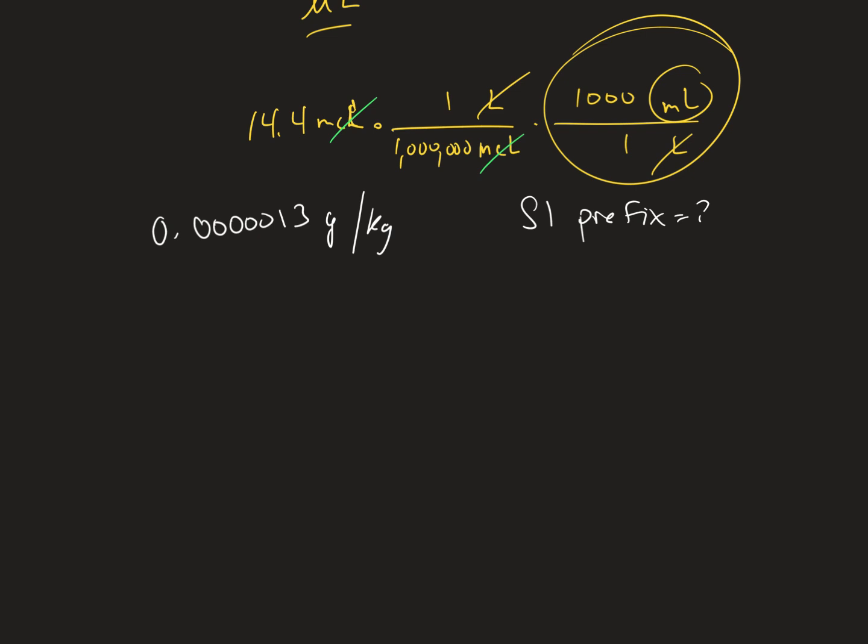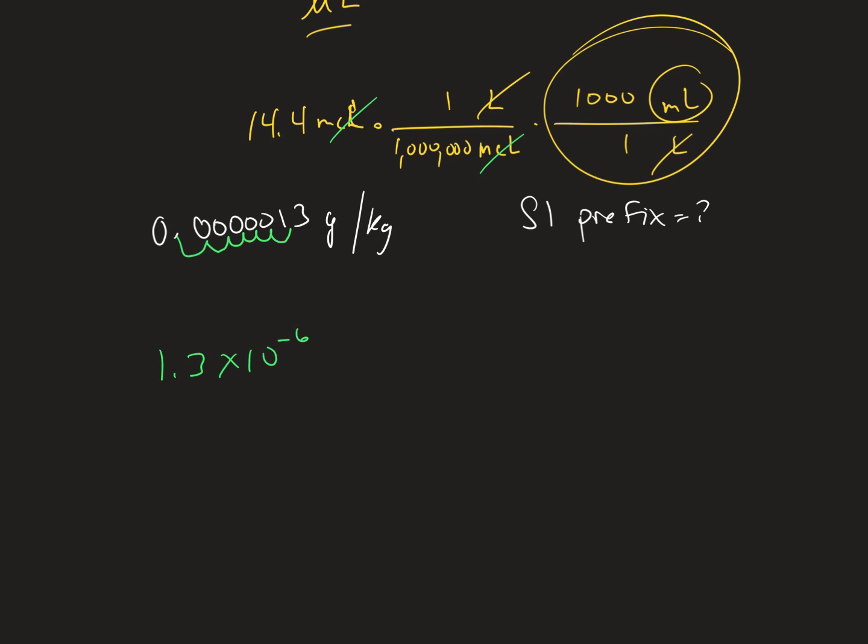So let's change this to scientific notation. Might be the easiest way to go about it. So how do we do that? 1, 2, 3, 4, 5, 6. We move the decimal 6 places, so it's 1.3 times 10 to the negative 6, because this is a small value. You with me?